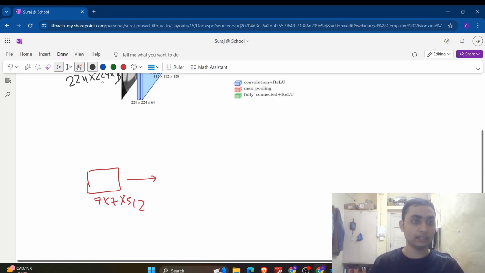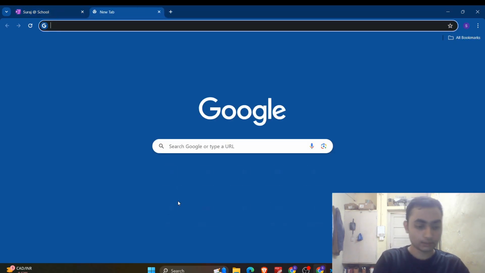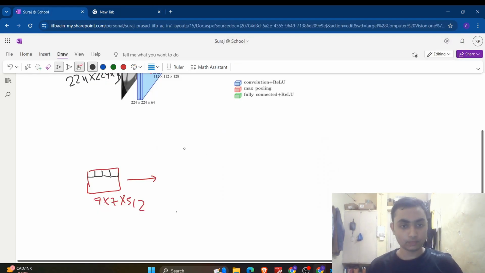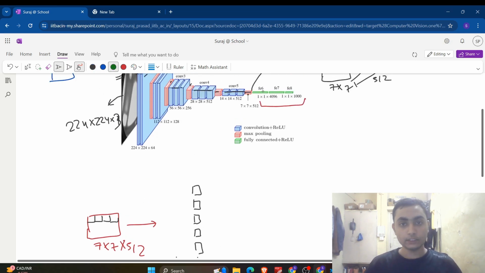What is the meaning of flattening? We flatten all the pixel values. How many pixel values are there? 7 into 7, that is 49, into 512. Let's compute 7 into 7 into 512, so this is 25088. When we flatten it, we get all the pixels, 25088 of them.